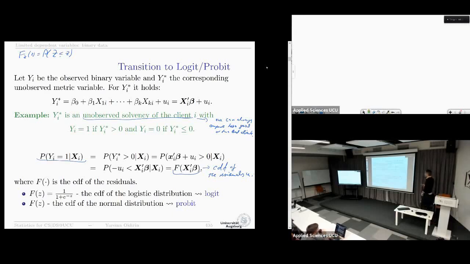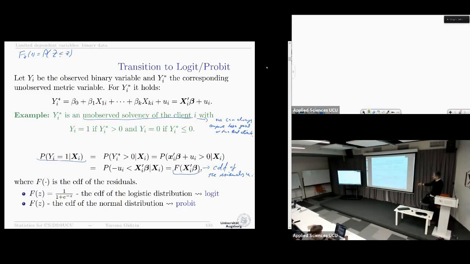Then, a very simple trick, we just play with all these probabilities here, and we ended up with the following idea: the probability of being insolvent is in fact equal to the distribution function of our residuals evaluated at the link function x prime beta. So we can in fact take any distribution function F for residuals.